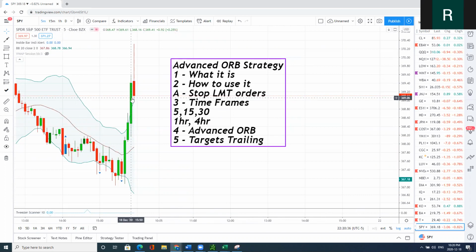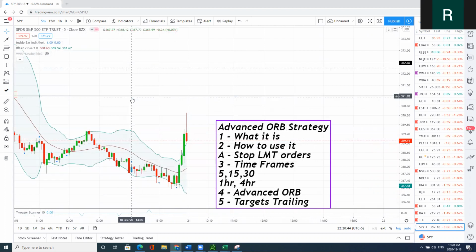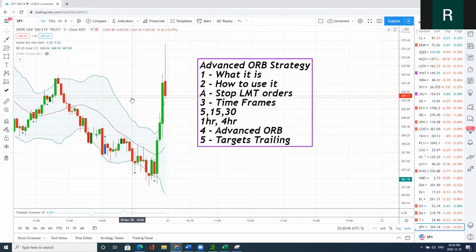So the time frames that we use opening range breakouts on are, for me personally, I focus specifically on the 5-minute chart for day trading, but you can also look at the 15 and the 30-minute if you want to from a day trading perspective. Anytime you're going to the hourly or 4-hourly, that's more of a swing trade because you're most likely not going to hit targets until the next day.